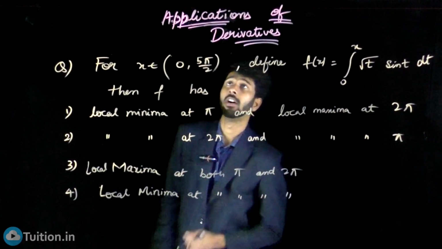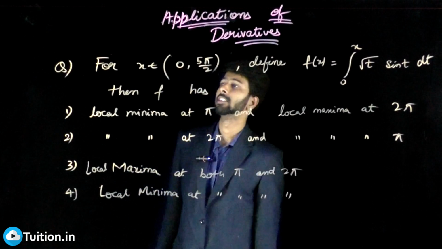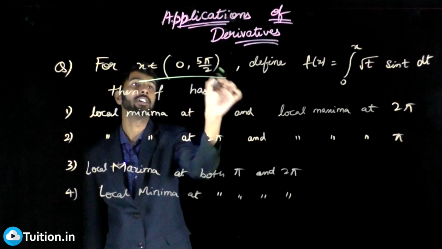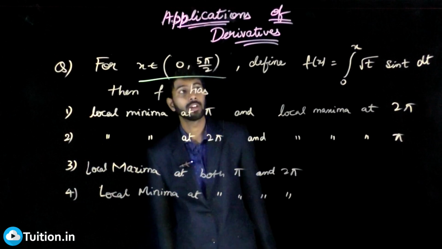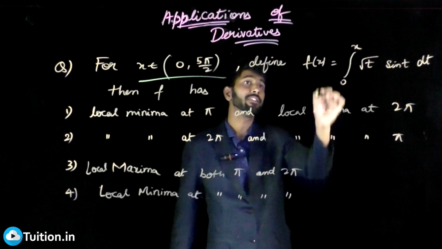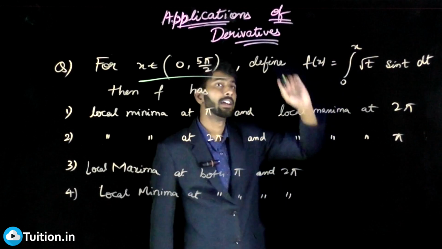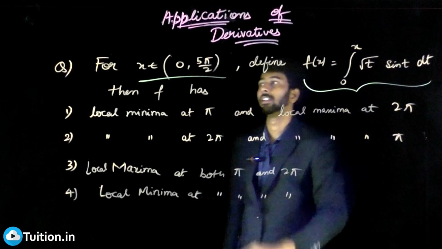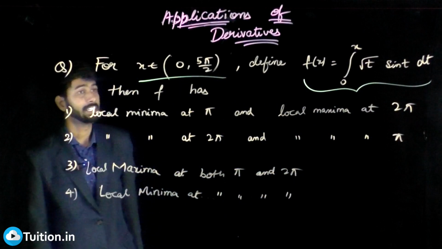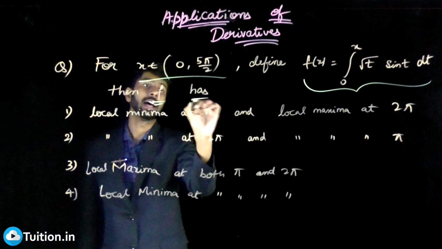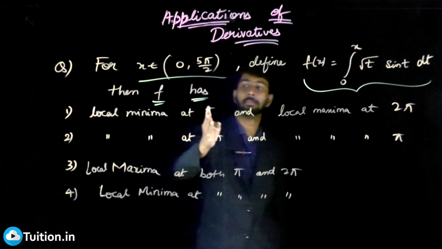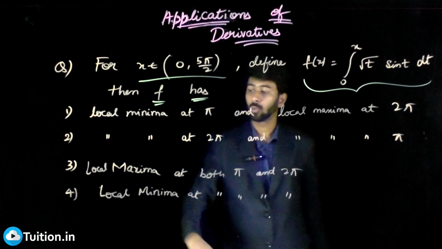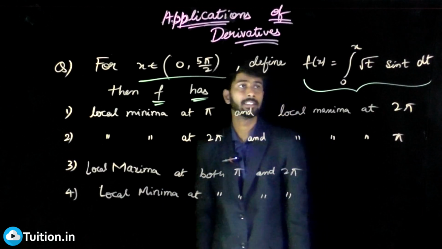Let's look at another problem from the topic applications of derivatives. For some x which belongs to this interval, a function is defined to be this. Then your f has a local maxima at pi and a local minima at 2 pi, or the reverse, or local maxima at both pi and 2 pi, or local minima at both pi and 2 pi. Those are the options.